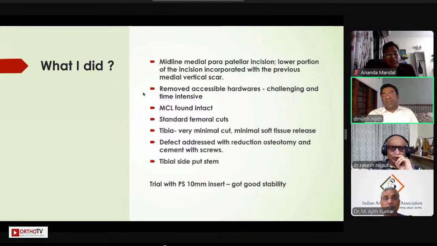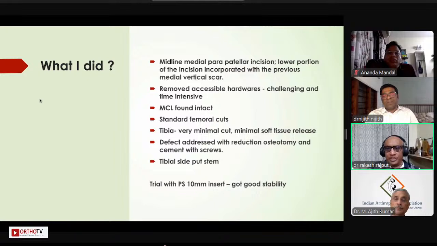Then I approached the knee through a midline medial parapatellar approach, and I have incorporated the. So let me stop you there, Dr. Nijith. Were you not worried that the space between your incision and the medial side will be a bit less, and also that there will be a lot of adhesions from the previous operations, that you may ultimately have to actually denude and go all the way to the previous scar anyway to come closer to the hardware? Did that worry you? Yeah, of course.